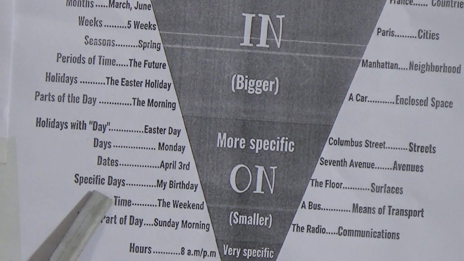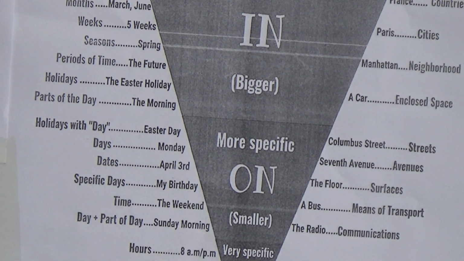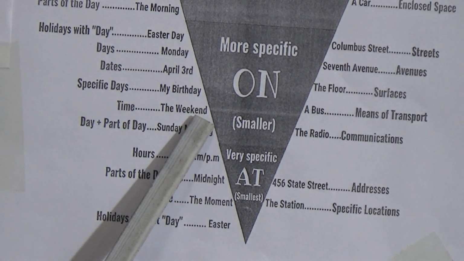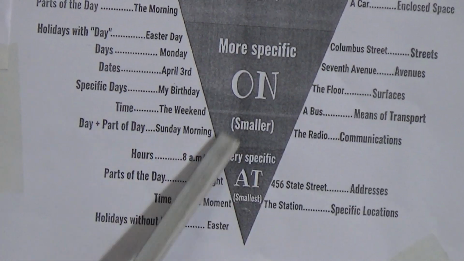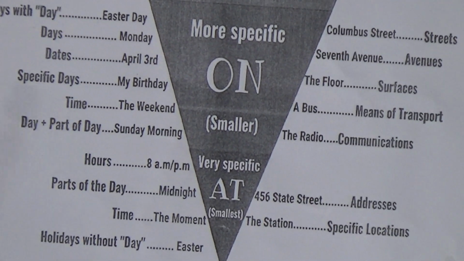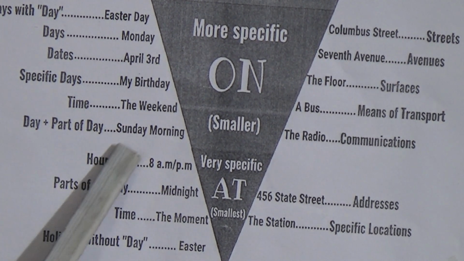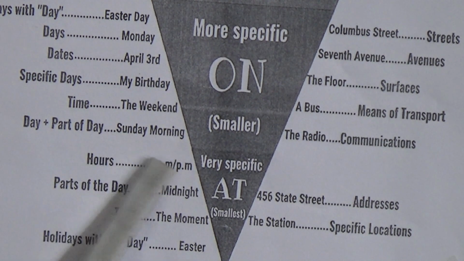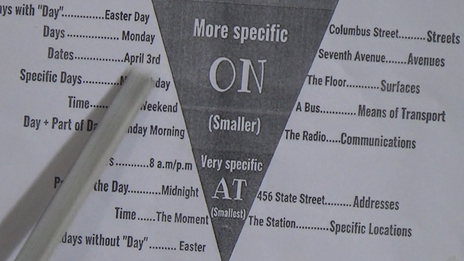Now specific days like birthday, we will use on: on my birthday. Then specific time, on the weekend. That means, which one is our weekend? Like Friday, on Friday, or on the weekend. Now the part of the day, like Sunday morning or Monday morning or Sunday evening, we will use on: on Sunday morning.